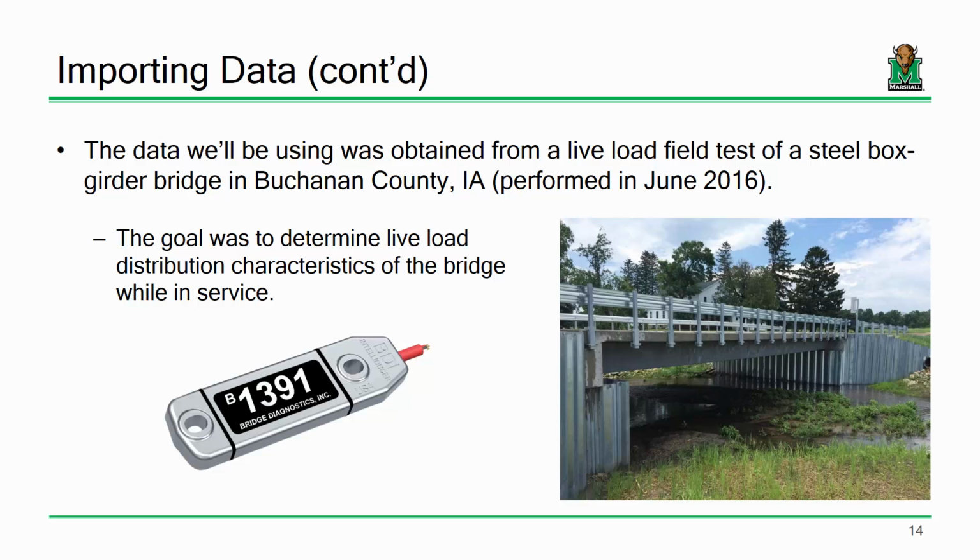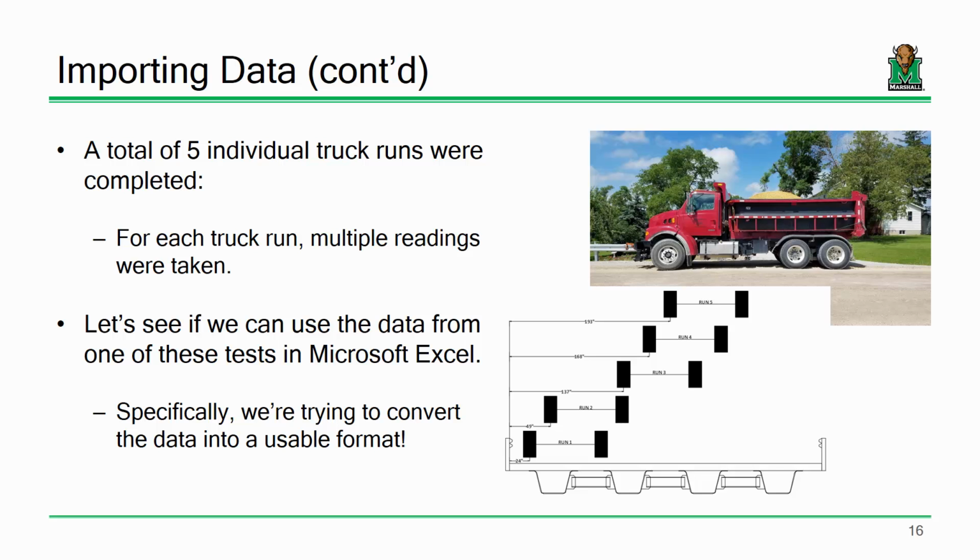Okay, so what we did is we went out and we instrumented the bridge, and just to give you an idea of our goal, the main goal was to determine what's called live load distribution. That's just a really fancy way of saying if I take a truck and run it over the bridge, how much of that truck goes to, let's say, this girder as opposed to all the others. Maybe 50% goes to this one and only 20% goes to this one, and so on and so forth. That's basically what we were trying to determine.